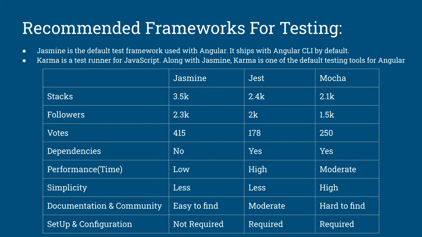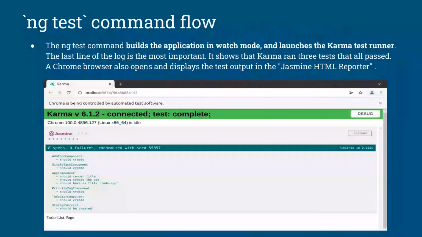Now we can move to the next slide. So yeah, whenever we create our project using the ng generate component, there will be a spec file there. This spec file is responsible for writing all the test cases inside it, and to execute all the test cases, we have the ng test command. The ng test command builds the application in watch mode and launches the Karma test runner.